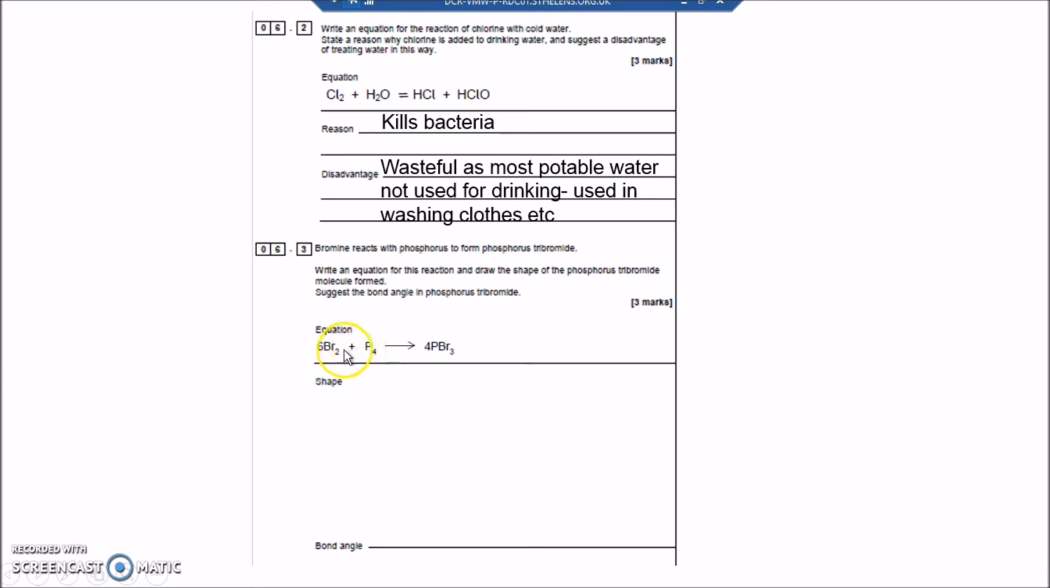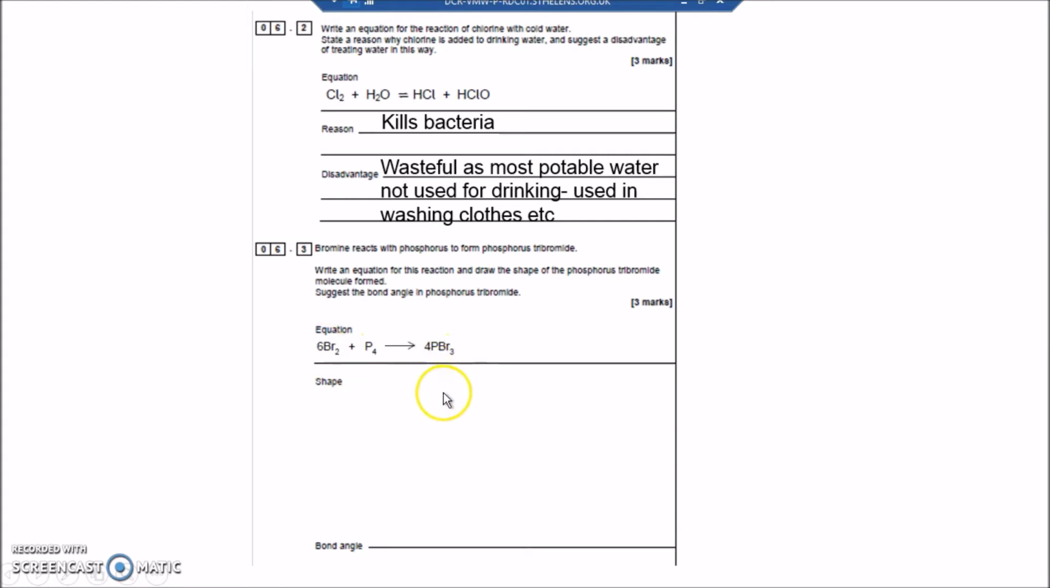So Br2 and P4. It says it makes phosphorus tribromide. So PBr3, tribromide, 3 Brs, and therefore with P4 you're going to need 4 PBr3s to balance up the 4 Ps, and 12 Brs, so you need 6 Br2s.